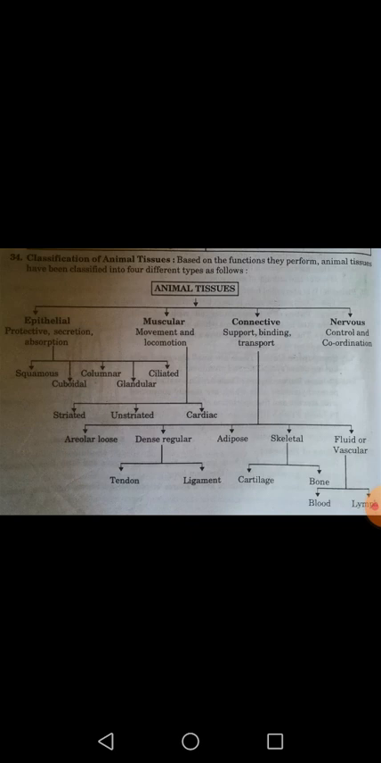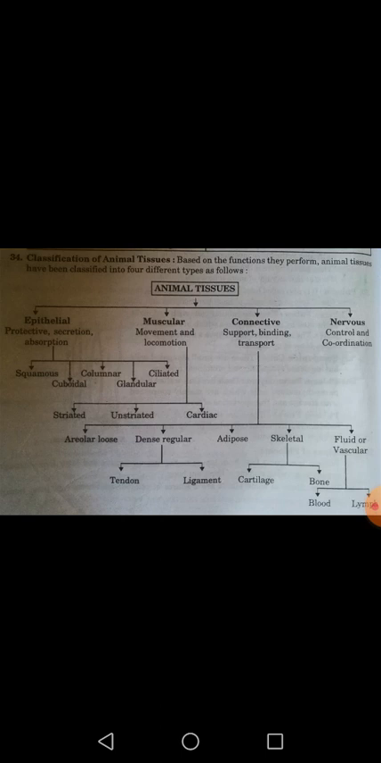The function which they are performing, meaning what work a tissue is doing, on the basis of it, tissues are classified into four different types. Now what are these tissues? The first one is epithelial tissue. Epithelial tissue's main function is to provide protection.